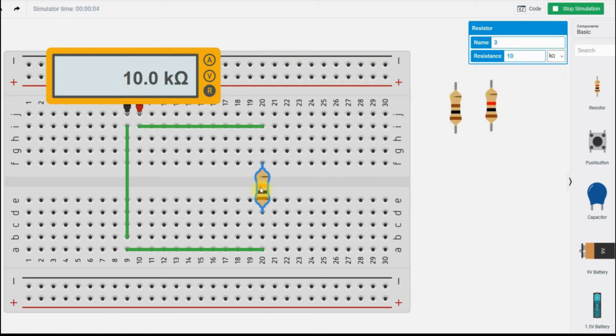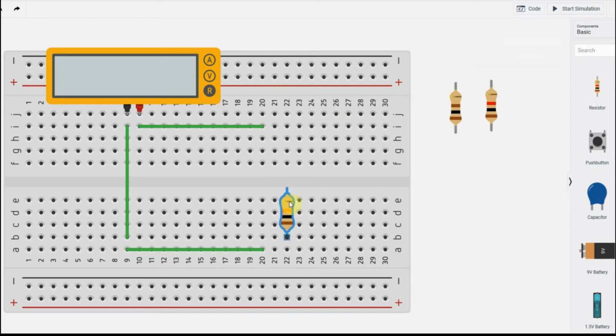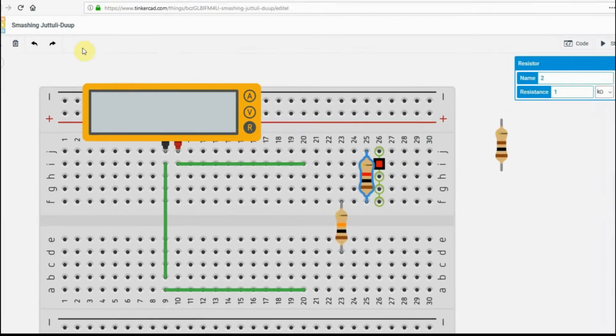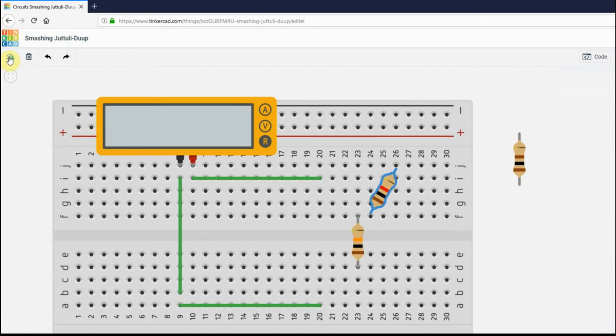And the question is, what happens if we put these in a row? So we're going to stop the simulation. Move it over to here. We're going to take the 1K, and we're going to rotate it. If you go up here, you can rotate components. Just needs to move over one more. So now we have a path that goes down to here, through this resistor, and down to here.